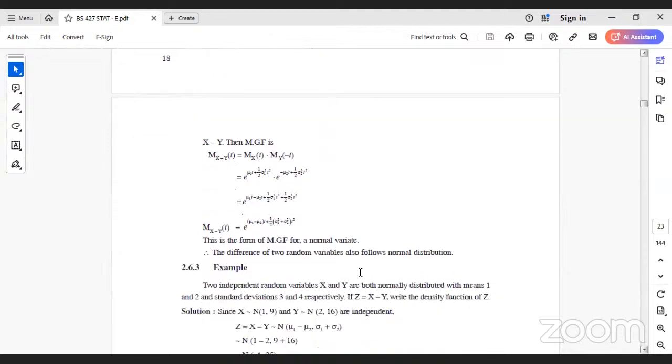So this is the form of the moment generating function of a normal variate. The difference of two random variables also follows the normal distribution.